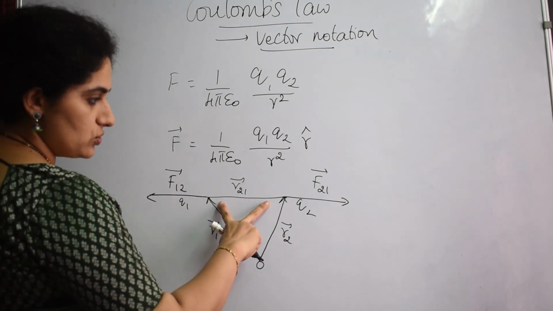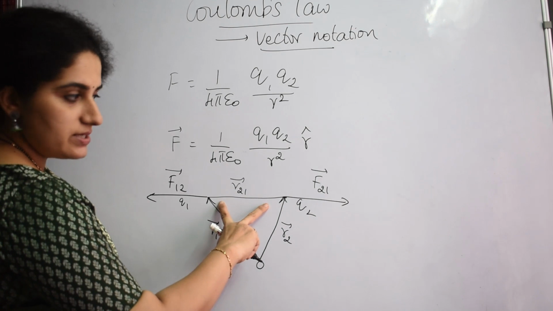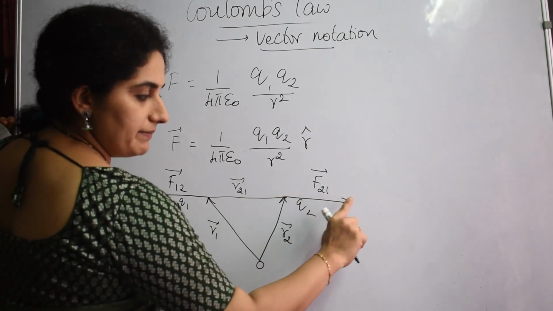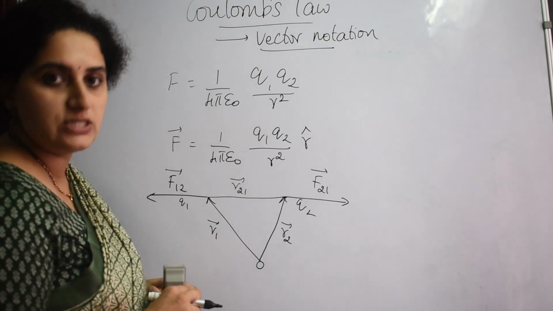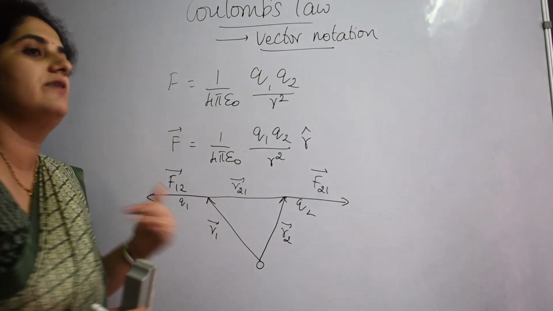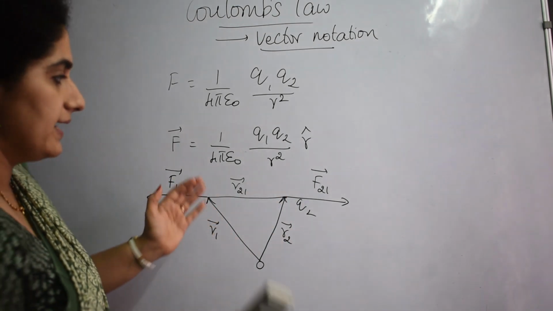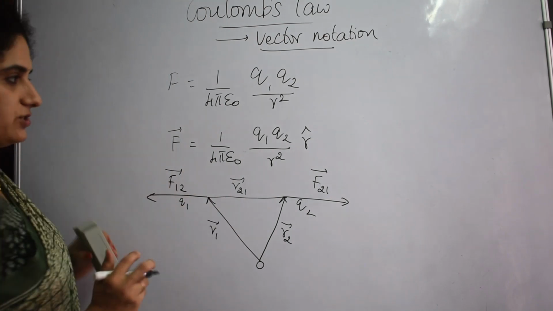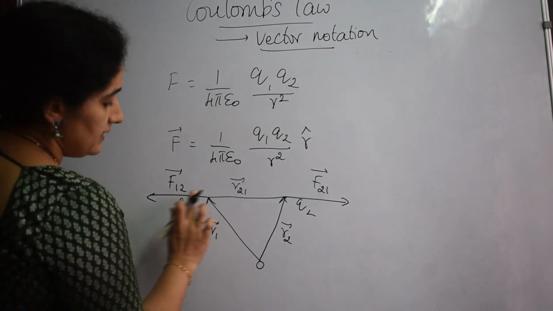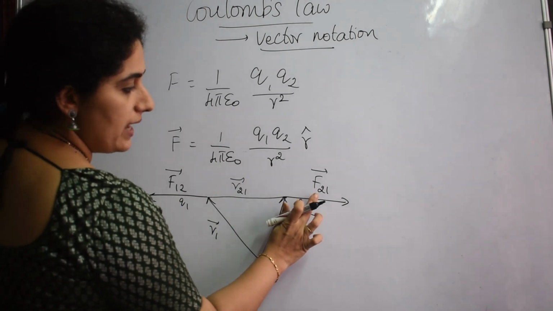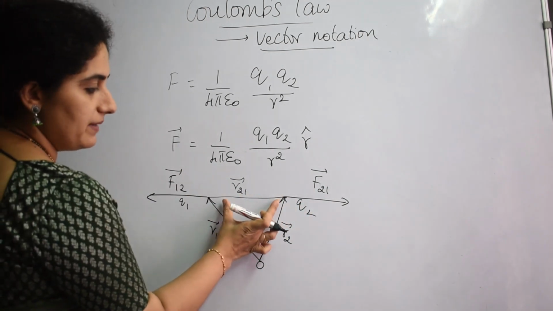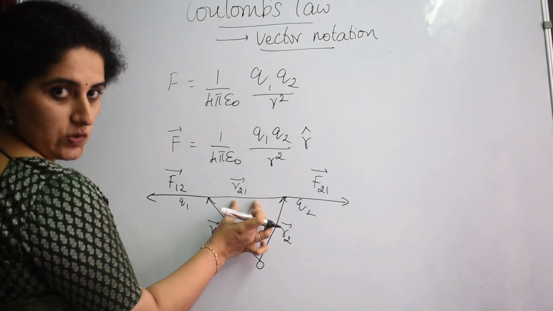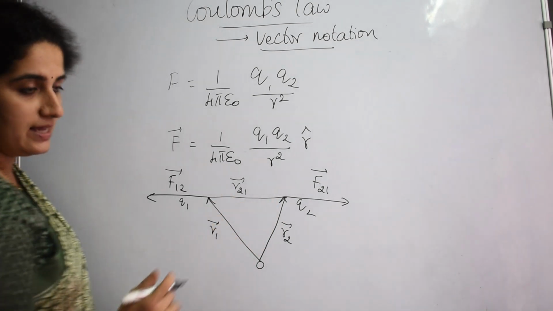Now if these two charges are positive in nature, then the force will be repelling because it is one of the properties of the charges. Like charges will always repel each other and unlike charges attract each other. So now if F12 and F21 are positive and negative, then the force will be in this way closely. So it is attraction in nature.